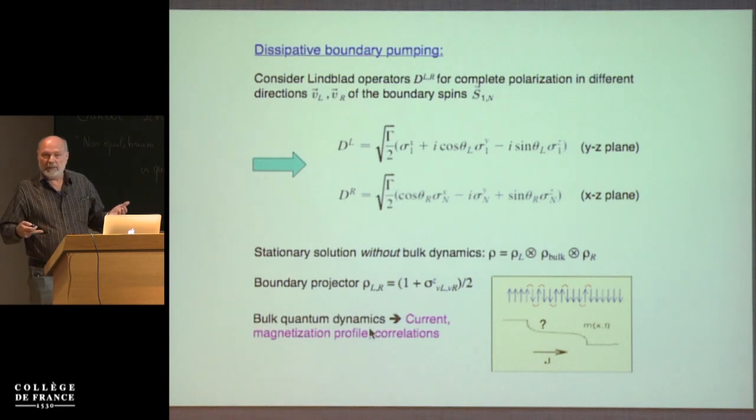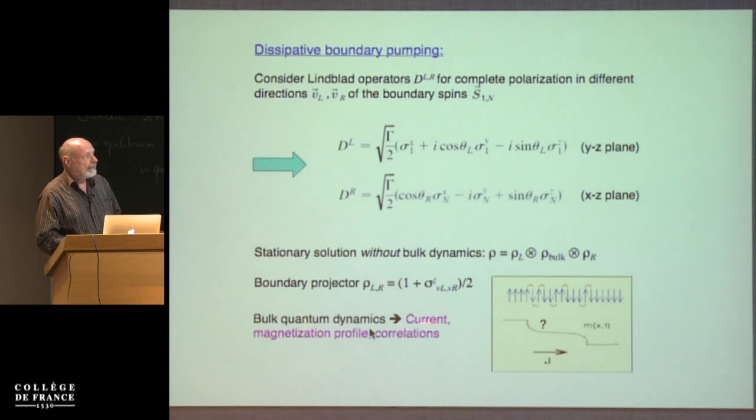But now you switch on the quantum interaction, and then of course what happens? Well, you will expect a current, in this case a spin current, you will expect a non-trivial magnetization profile, and you will expect non-trivial correlations. And what are they? That's the question.